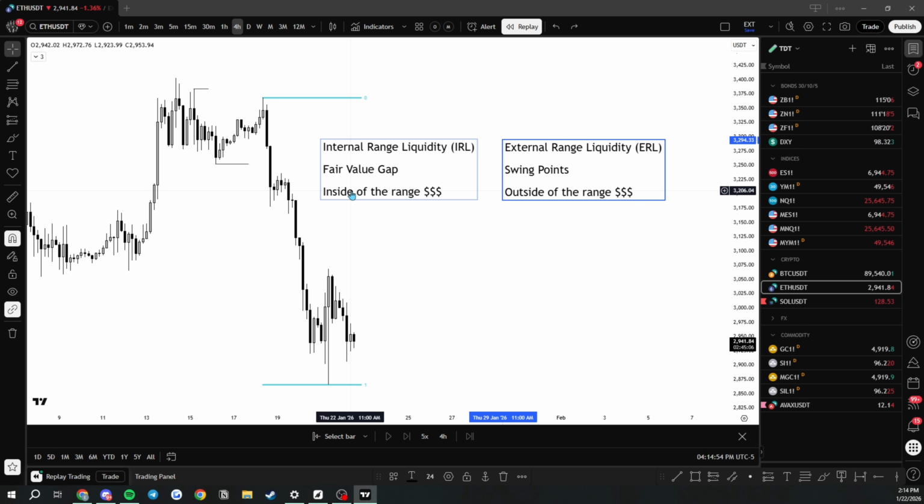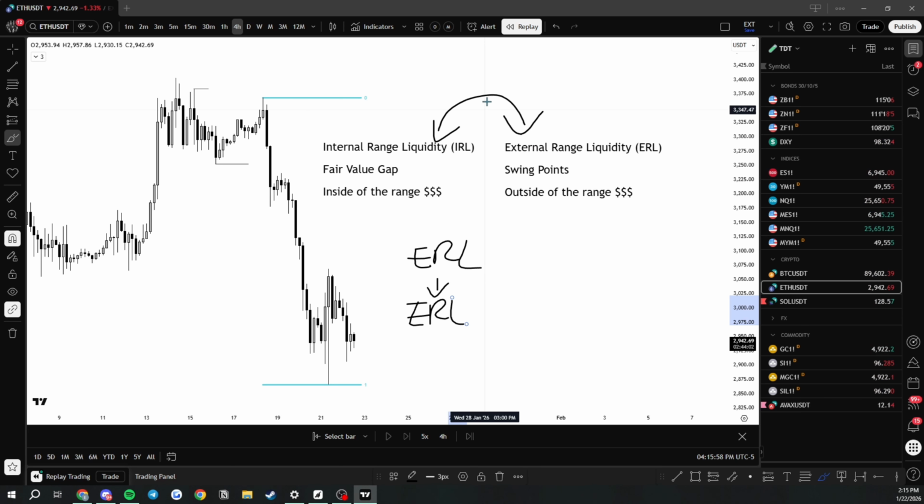So the market moves from fair value to liquidity, to fair value, right? There is a constant cycle between ERL and IRL. And there are times where you will get an ERL to ERL move, but when you're in a trending environment, this is going to be true: if we hit IRL, we're going to go to ERL. If we hit ERL, we're likely to go to IRL. Okay? This condition is true when we are in a trending market.